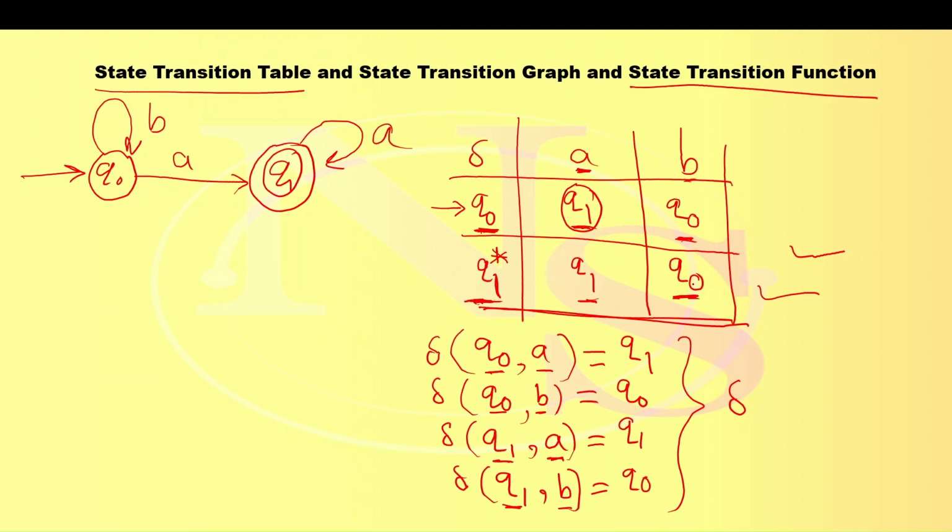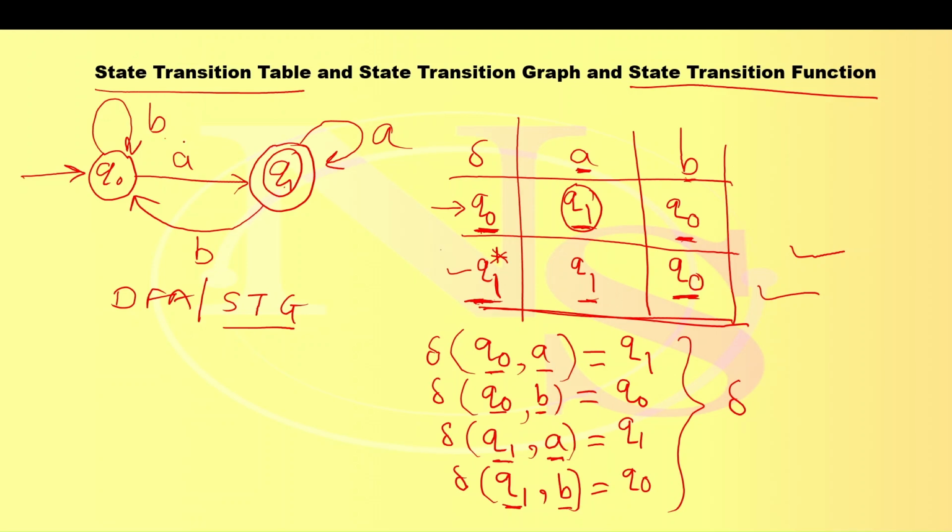Q1 going to Q0 for symbol B. It means Q1 to Q0 for symbol B. Q1 reading B going to Q0. The table is completed. The diagram is also done. It is a DFA, or we can call it a state transition graph. In this way you can draw the state transition graph from the table also.